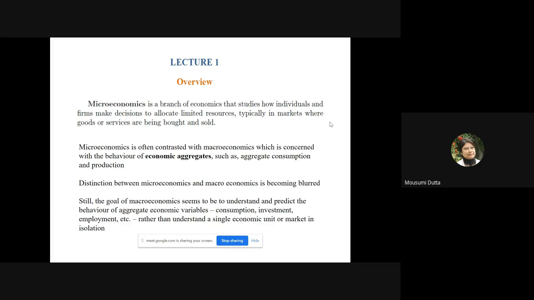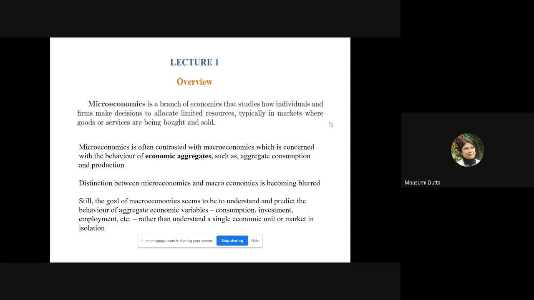So in micro, there is a scope that I'll consider the nitty-gritties of a small unit, and we will try to study the behavior of that unit. In macro, we don't have that scope. We will consider things as the aggregate. What will be the employment rate? What will be the unemployment rate? What will be the poverty level, or what will be the measure of poverty level?